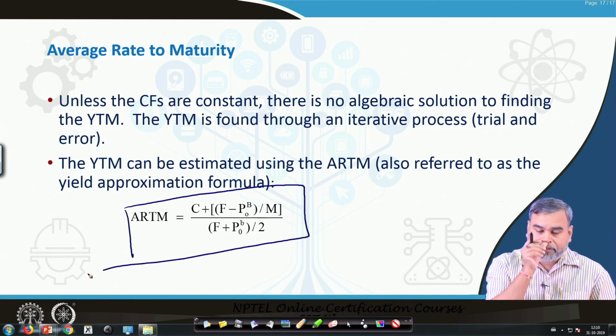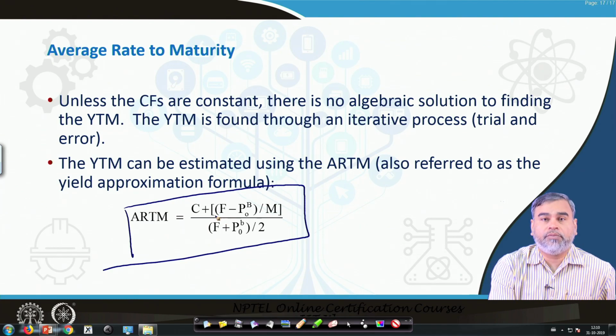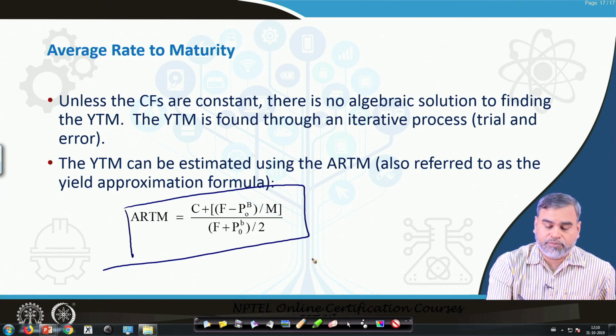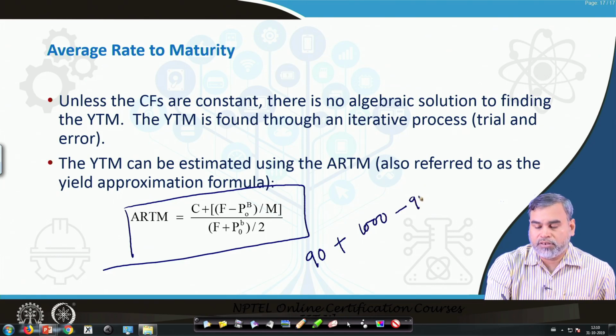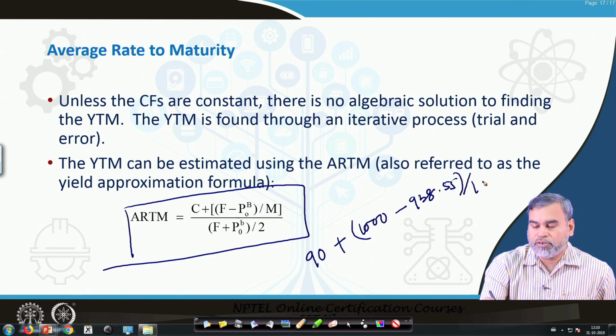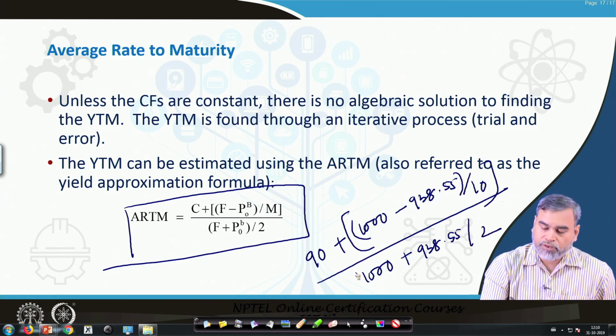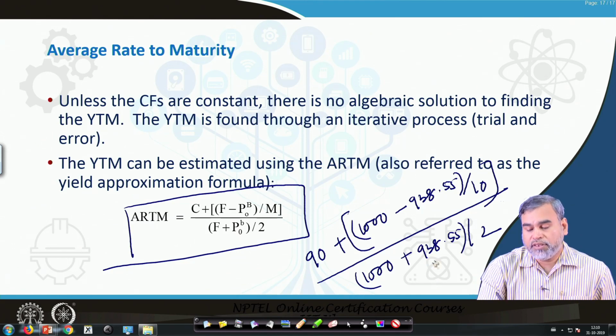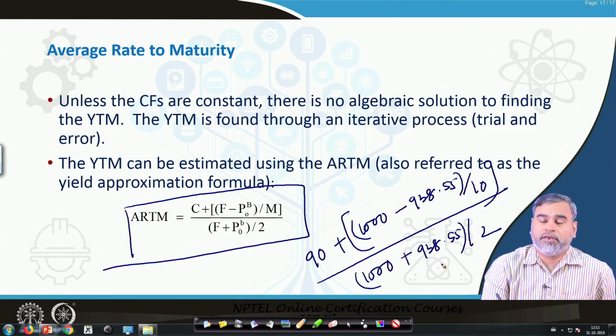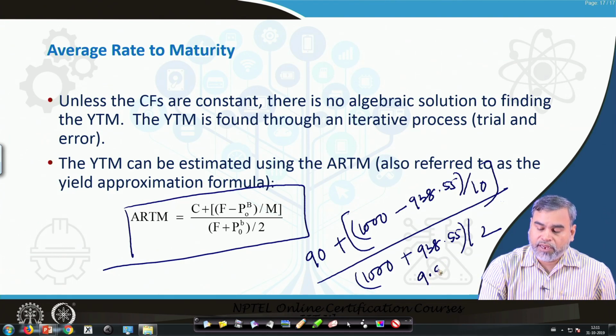In this formula we consider the coupon plus the face value of the bond minus the market price, divided by the maturity. For example, in this example, if you consider C equal to 90 plus F equal to 1000 minus 938.55, which is the price of the bond, divided by M equal to 10, whole divided by 1000 plus 938.55 divided by 2. If you consider this, then this value will be very close to the yield to maturity. If you calculate, it will come to around 9.92%.